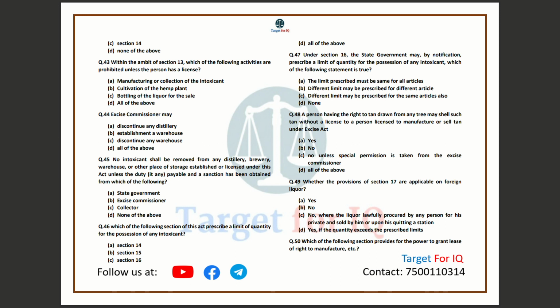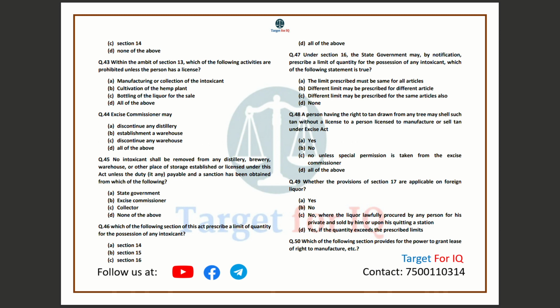Question number 48. A person having the right to tari drawn from any tree may sell such tari without a license to a person licensed to manufacture or sell tari under the Excise Act. Option A, yes, it's correct. B, no. C, no, unless such permission is taken from the Excise Commissioner. Option D is all of the above. So the correct answer to question number 48 is yes, it's possible.